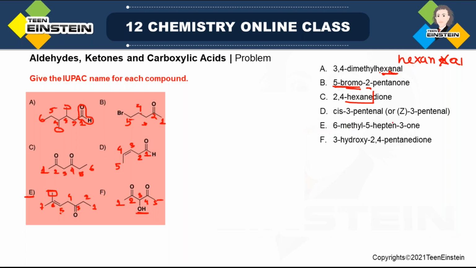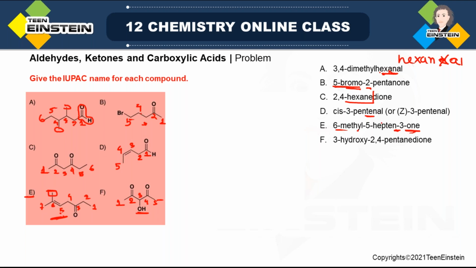Compound D, it is either Z or cis-3-pentenyl. It is pentenyl because the 3 position double bond is starting. Then compound E, here we have a substituent methyl group at 6 position. The position of the double bond is at 5. So 6-methyl-5-heptene. Don't write E, because instead of writing E, you have to write -3-one. That is the position of the keto group.